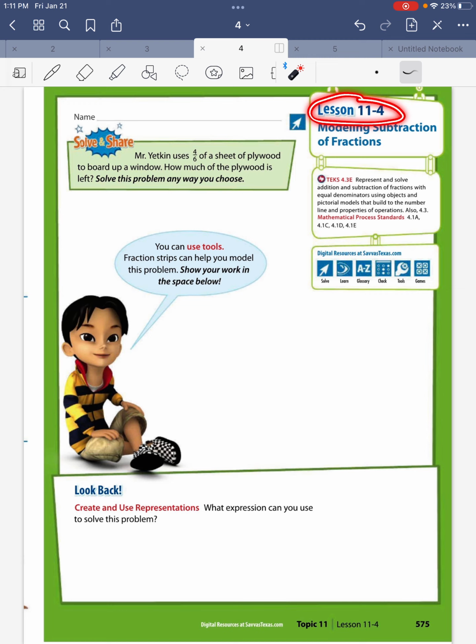Hi boys and girls. So today we're doing lesson 11-4, modeling subtraction of fractions. Okay, so we did adding, now we're going to do subtraction.